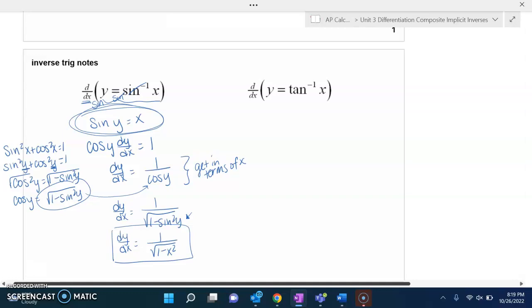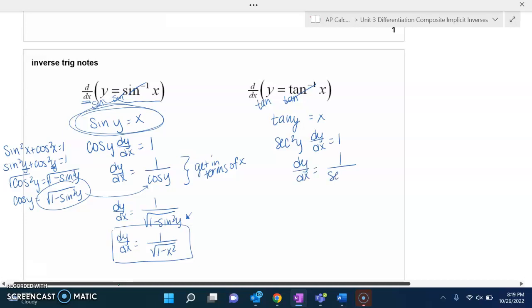Okay? I'm going to do the same thing with tan. I'm not going to do it for all 6 of them. It's overkill. But once again, just showing you where some of these derivatives come from. So in this guy, let's do the same thing. Let's take tan of both sides. So I have tan y equals x. Let's derive it implicitly. So the derivative of tan y is secant squared y dy dx equals 1.